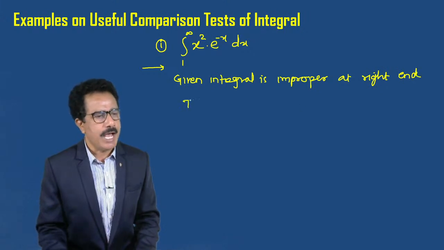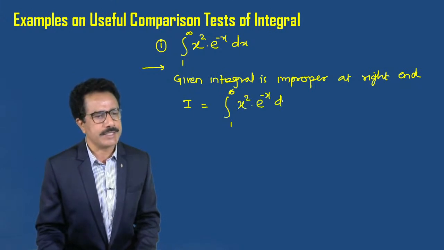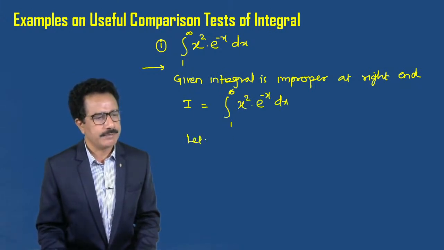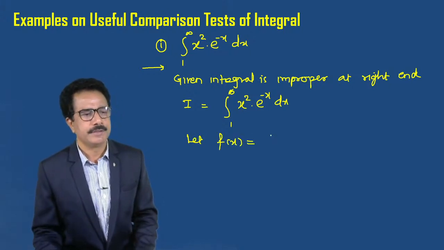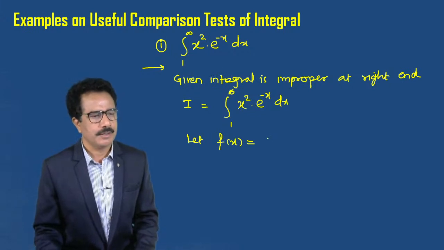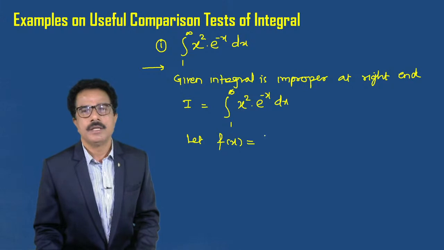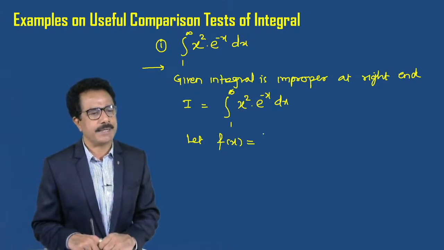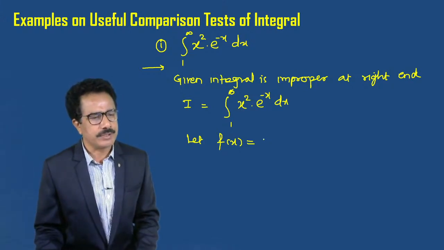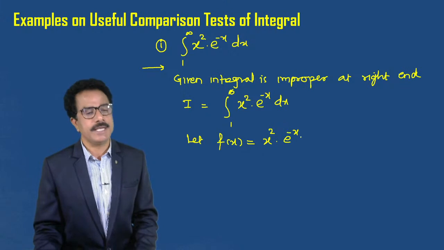That is I is equal to the integral from 1 to infinity of x square into e raised to minus x dx. Let f of x be the integrand. Now, let us take the comparison here. f of x is equal to x square into e raised to minus x. This is the f of x.